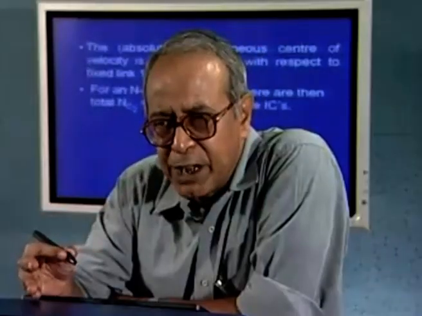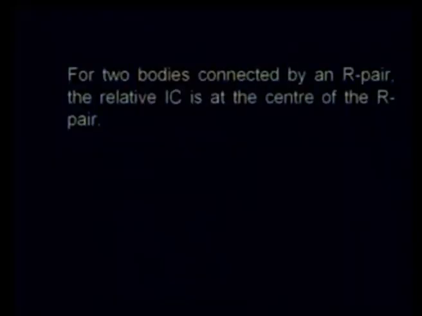As you know, in a planar mechanism, rigid bodies will be connected either by revolute pair or by prismatic pair or by some kind of higher pair. So, if two bodies are connected by a revolute pair, then the relative instantaneous center between those two bodies is obviously at the center of the R pair, because as the mechanism moves, the center of the R pair between these two bodies always moves together. So, there is no relative velocity between those two coincident points of the two rigid bodies connected by the R pair. The center of the R pair will be the relative IC.